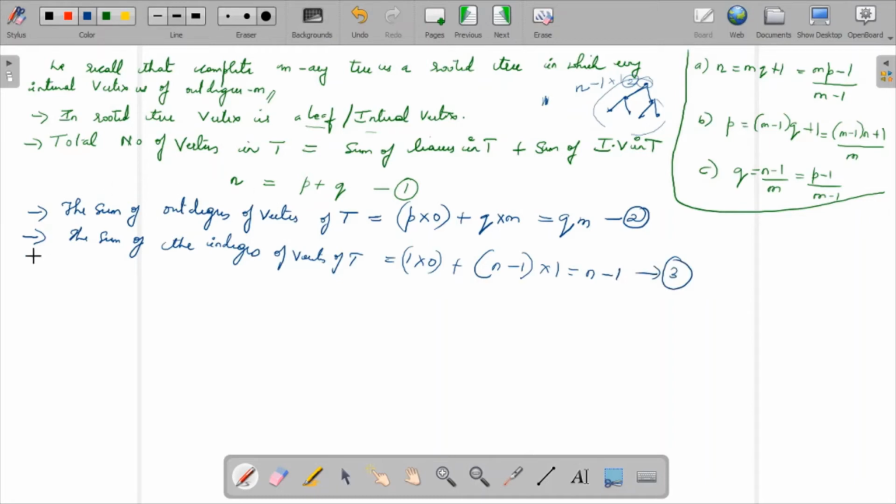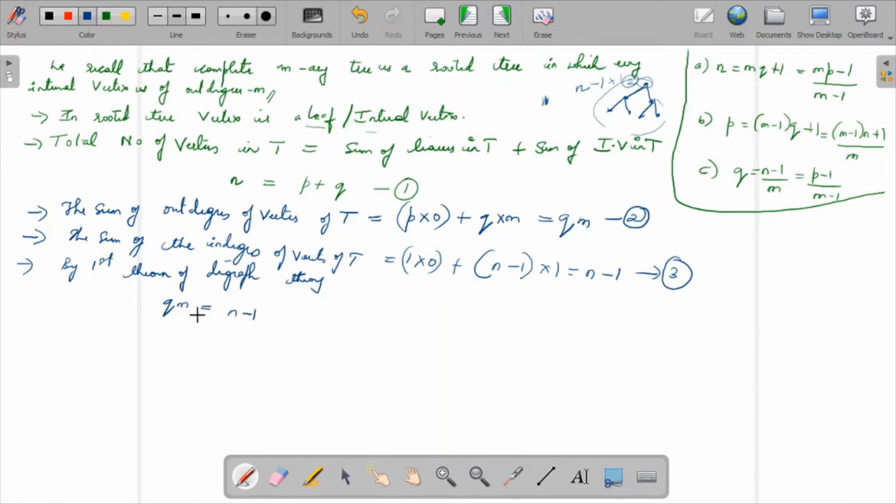By the first theorem of digraph theory, we know that the sum of in degrees is equal to the sum of out degrees. So that is nothing but Qm is equal to n minus 1.